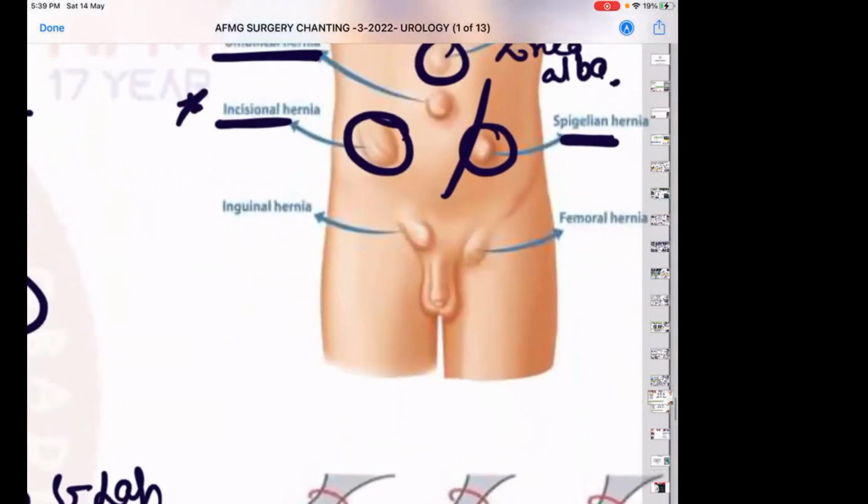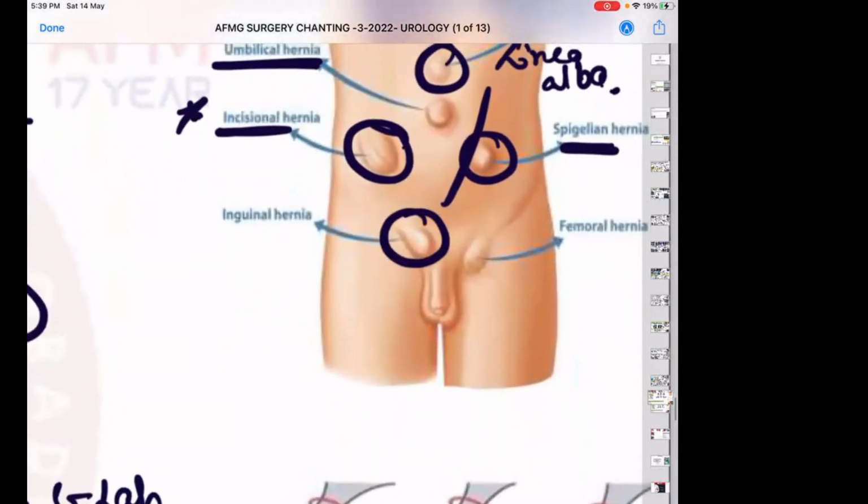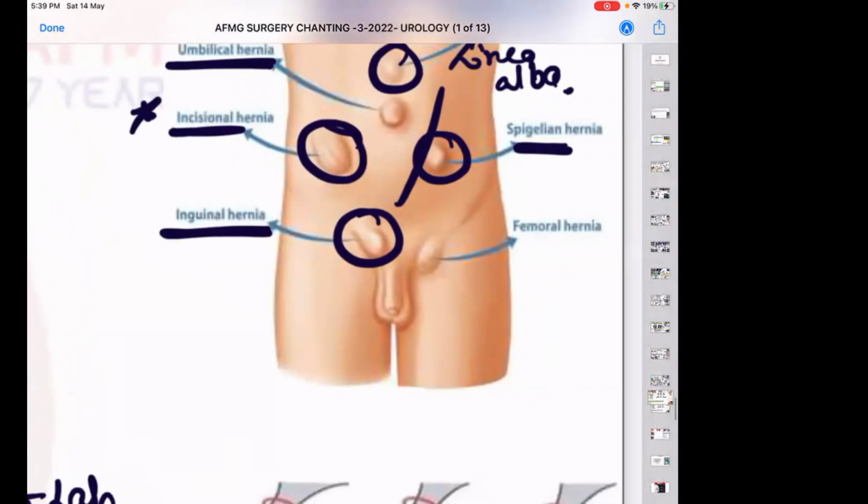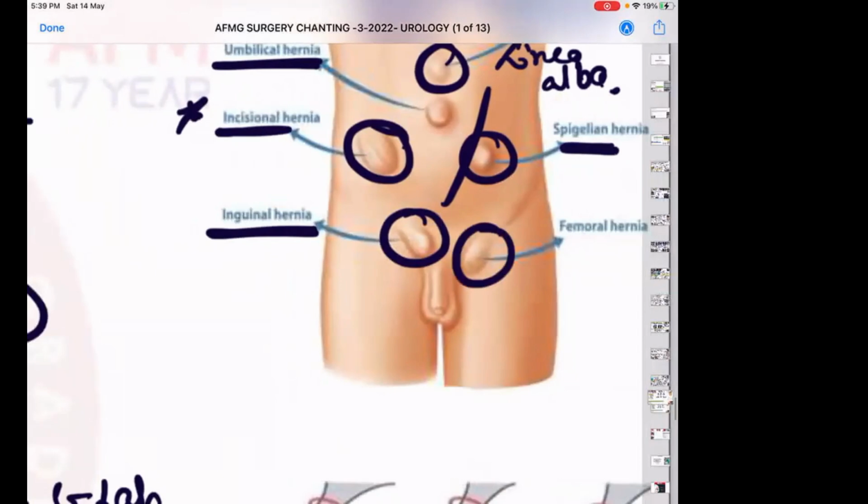Then here you can see a swelling at the level of the inguinal region. That is an inguinal hernia. The most common symptom of hernia is inguinal swelling. Next, the hernia which is below and lateral to the pubic tubercle is a femoral hernia, which is more common in females.